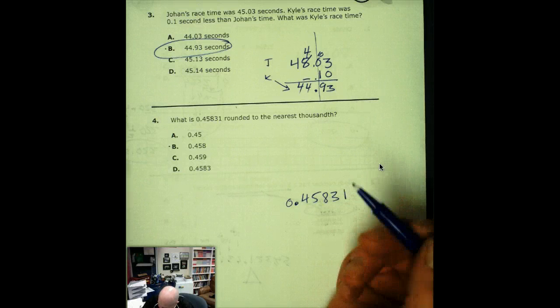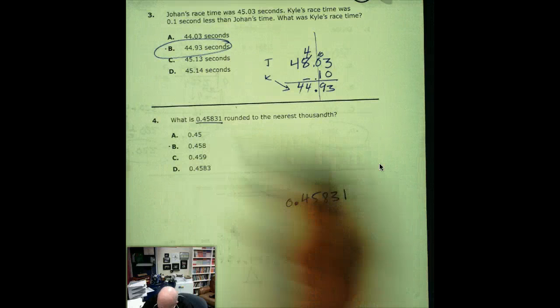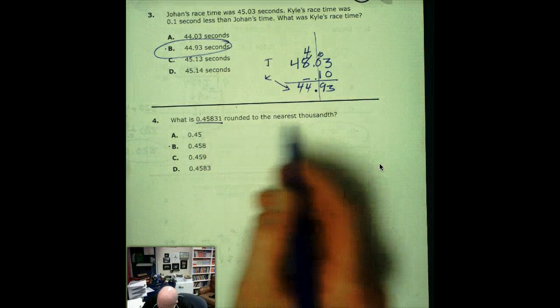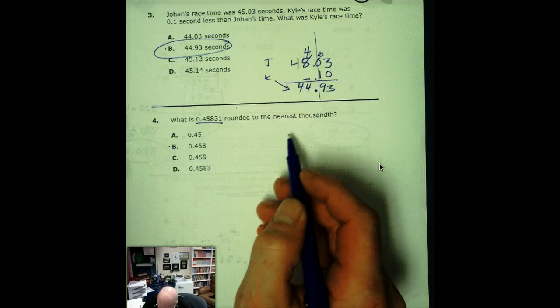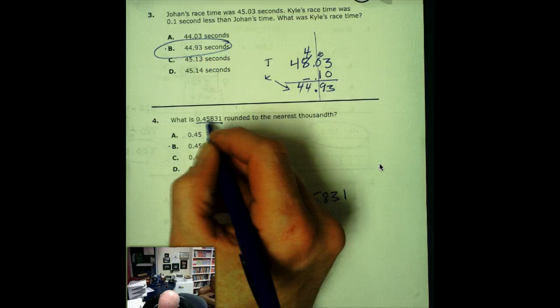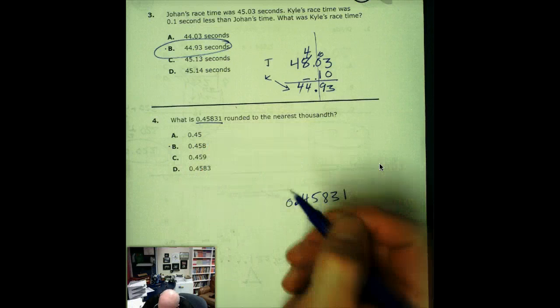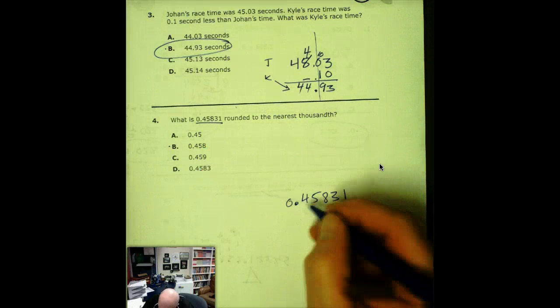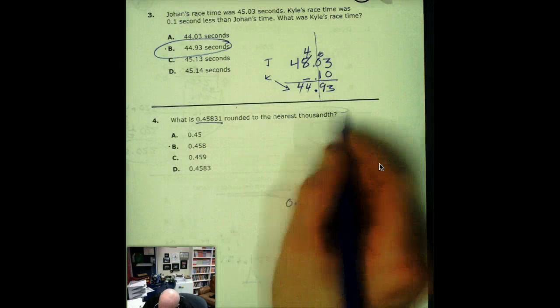The next one: what is this number rounded to the nearest thousandth? Wow. So we've got to look here. We've got 0.045831 to the nearest thousandth. Well, if you remember, what I always tell you to do is go to whatever they say. They said go to the thousandths.